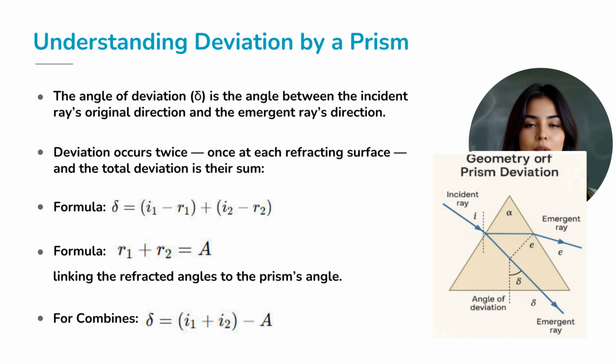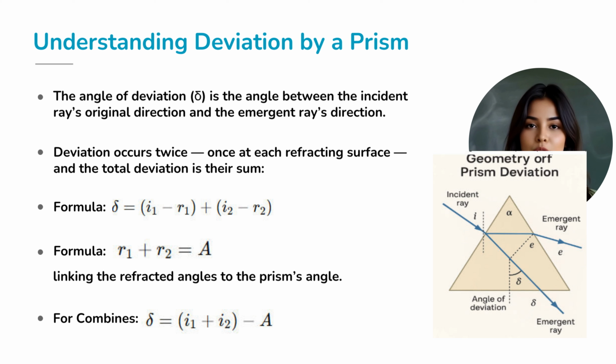Now comes one of the most important ideas in prism refraction, the angle of deviation, denoted by delta. It's simply the angle between the straight path the ray would have followed if there were no prism, and the path it actually takes after emerging from the prism. This total deviation happens in 2 stages, first when the ray enters the prism, and then again when it leaves.